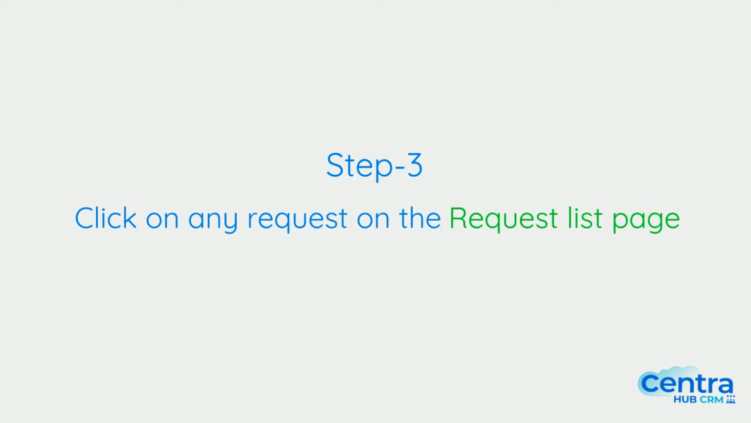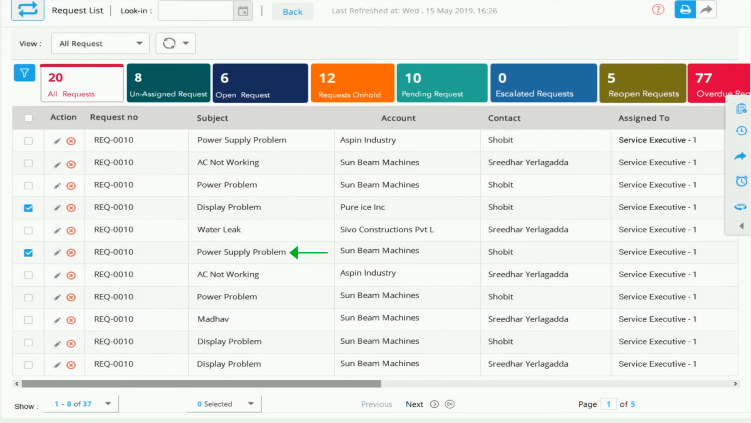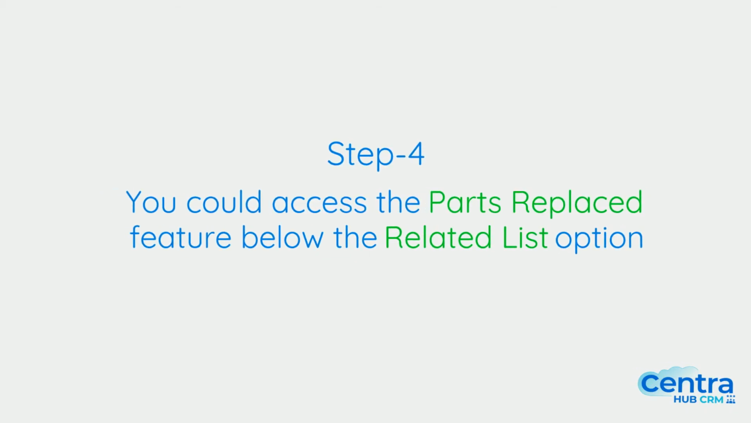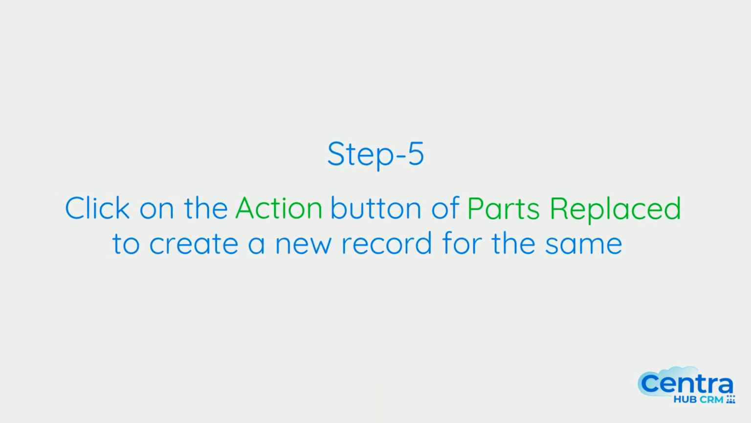Step 3. Click on any request on the Request List page. Step 4. You could access the Parts Replaced feature below the Related List option. Step 5. Click on the Action button of Parts Replaced to create a new record for the same.